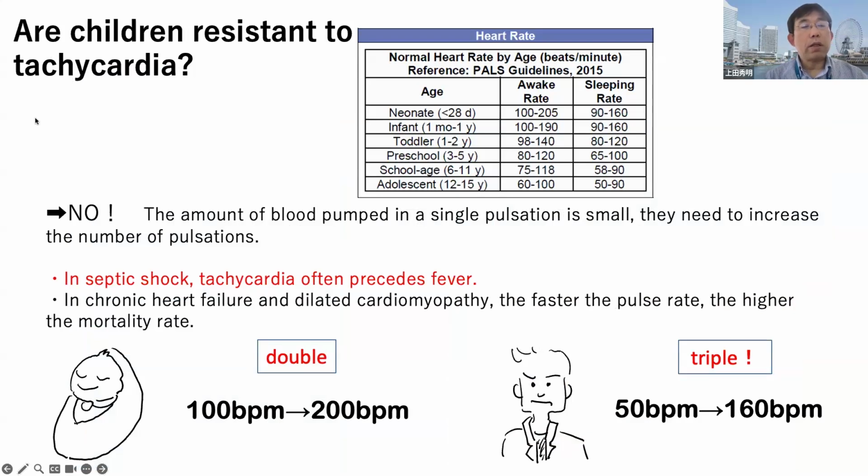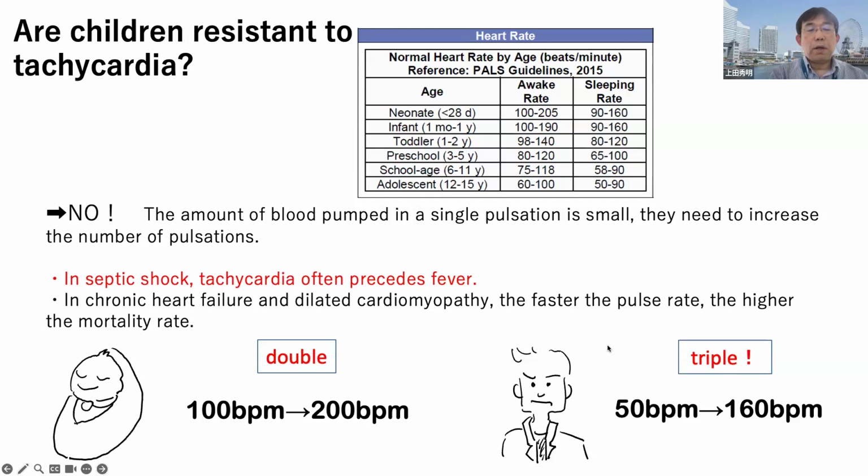So the first clinical question is: are children resistant to tachycardia? Of course, the answer is no. The amount of blood pumped in a single pulsation is very limited. It's very small, and they need to increase the number of pulsations. As you know, in septic shock, tachycardia often precedes the fever.